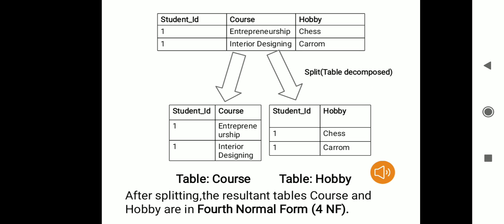Now, in order to eliminate the multivalued dependency, the table student has been decomposed or split into two different tables, which are course and hobby, as shown in this slide. The table course consists of two columns, student ID and course, and the table hobby also consists of two columns, student ID and hobby. These two tables, course and hobby, are already in Boyce Codd normal form. And since these tables consist of only two columns, there is no question of multivalued dependency, as for a multivalued dependency we need to have at least three columns. So multivalued dependency has been totally eliminated and the tables course and hobby are in fourth normal form.